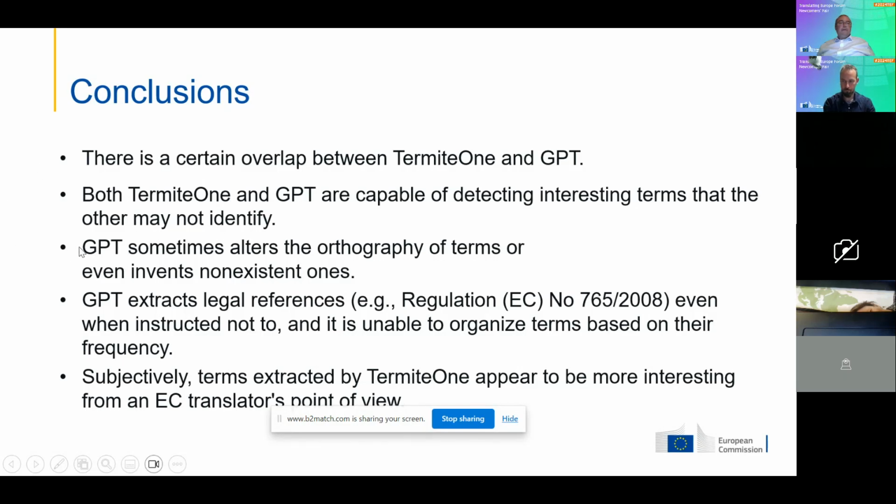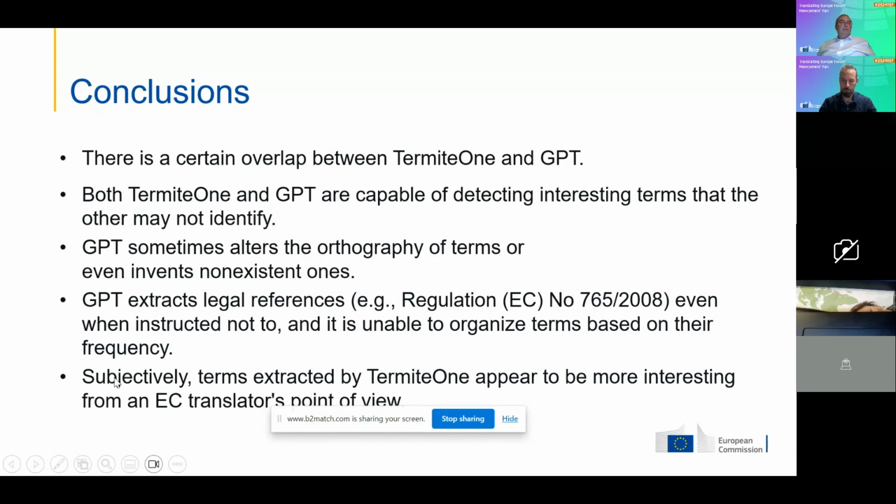But this one I have already explained, that GPT sometimes alters the orthography of terms and invents non-existent ones, the hallucinations. Then, GPT cannot always follow the instructions, which means that it was sometimes extracting regulation or even article or annex, which is really not of interest for us. And when we gave instructions to stop doing it, it continued. And of course, it was unable to organize terms based on their frequency, which means that even if we use GPT, we will have to create one more layer of normal programming with Python or any other programming language in order to get this information, to be sure about it.